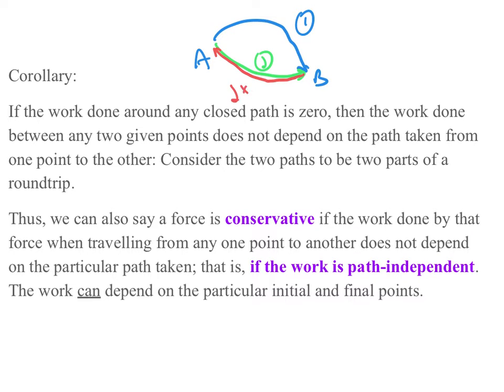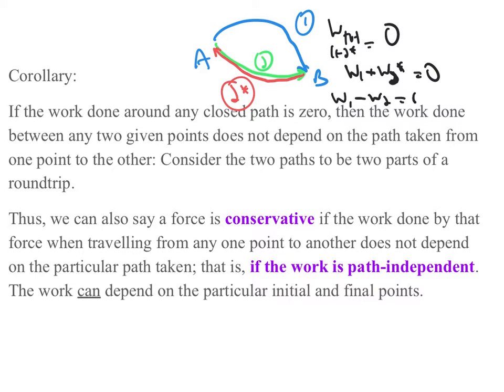Call that 2 star. Well, we know that the total work of 1 plus 2 star is 0 because we said the force was conservative. So work 1 plus work 2 star is 0. But clearly going back along the reverse path is the opposite of going along the forward path. So work 1 minus work 2 is 0, which implies that work 1 equals work 2.